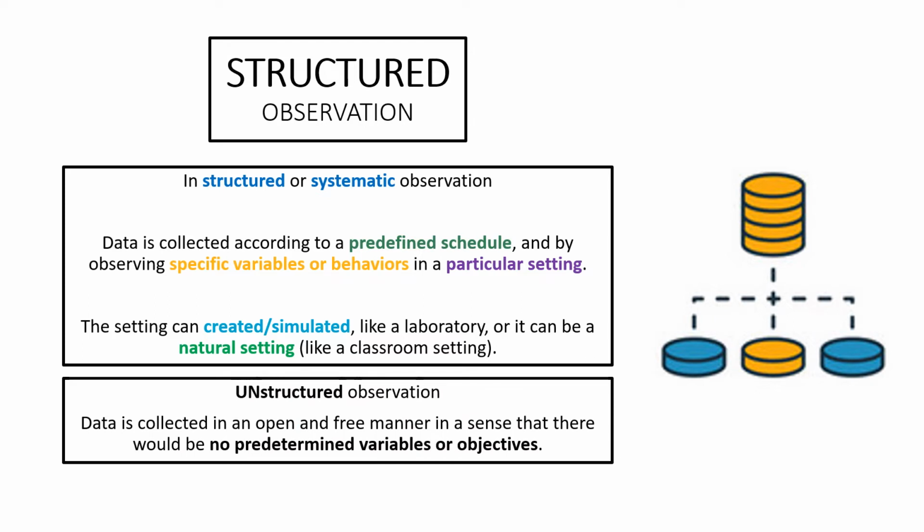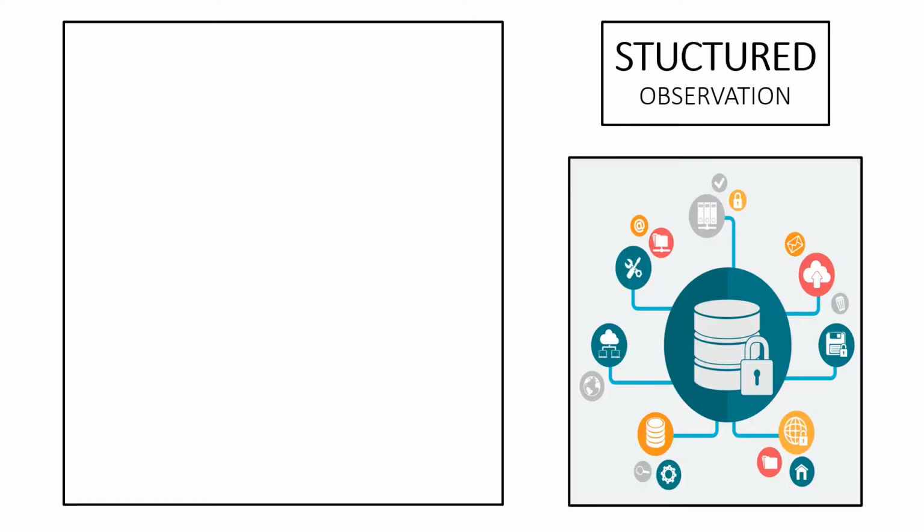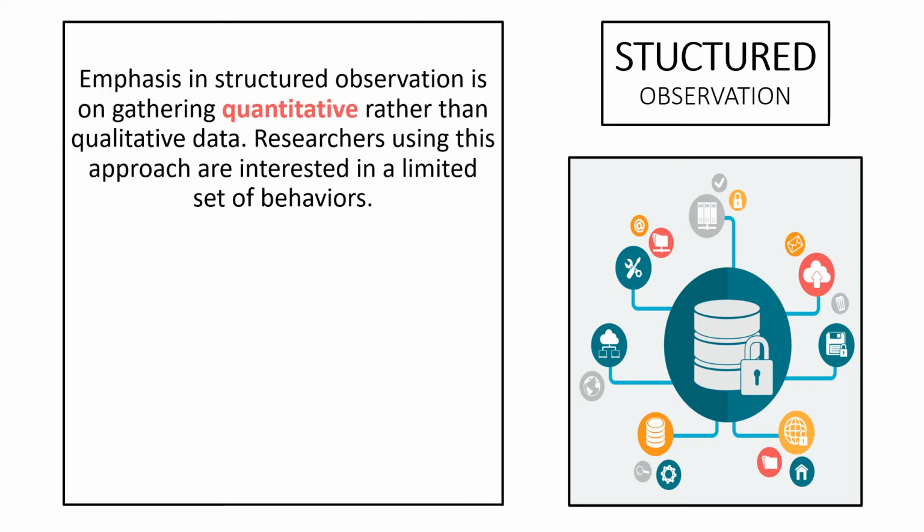Unstructured observation is where researchers do not decide what they are going to observe. Rather, they rely on the natural events and then record what is being observed without having a predefined set of observational rules. In structured observations, researchers have a predefined set of behaviors or variables that they are interested to study. Usually, quantitative data is collected in structured observations.